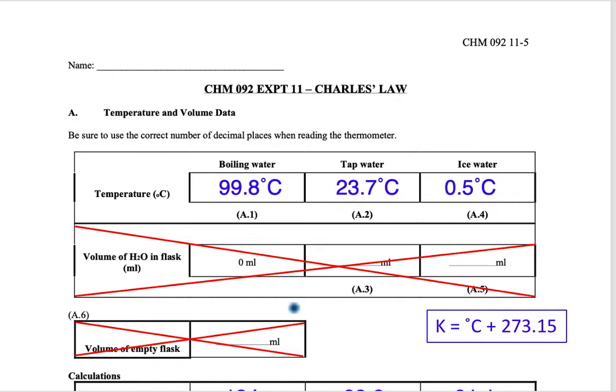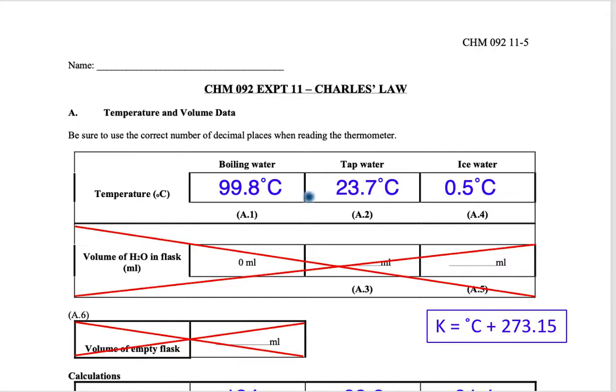Instead, I provided links to a demonstration of Charles's law on YouTube, as well as I found one video that had some background information and a couple of examples for Charles's law calculations as well. And all of those videos are available on Moodle.